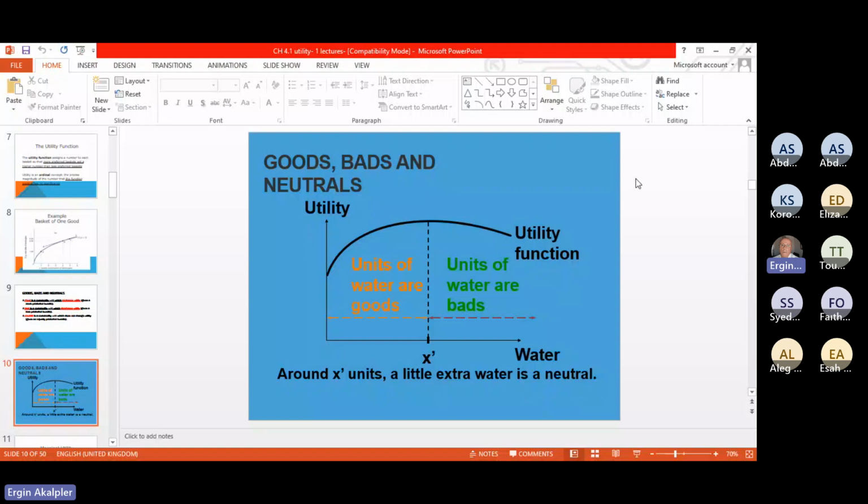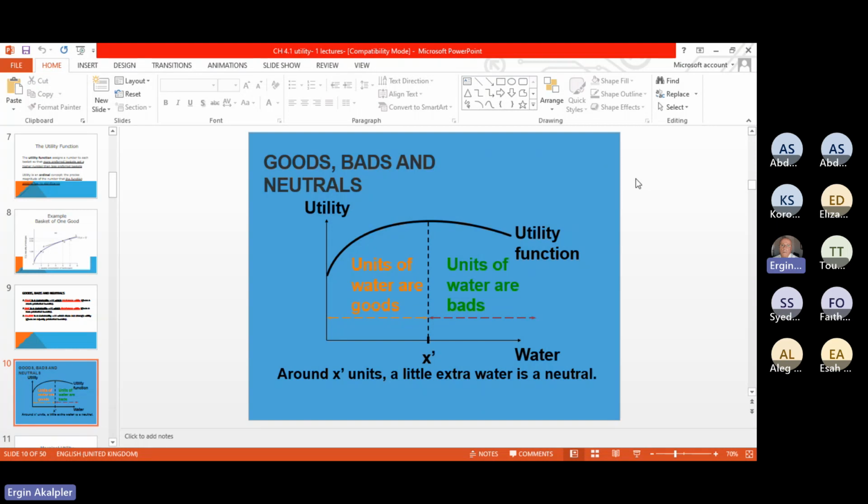It is represented on the utility of water. Around X units, a little extra water is neutral. As indicated, X is the optimal or top or maximum point.